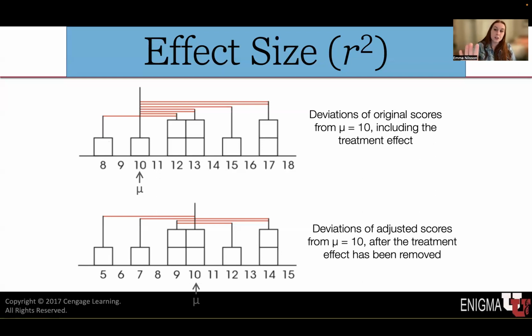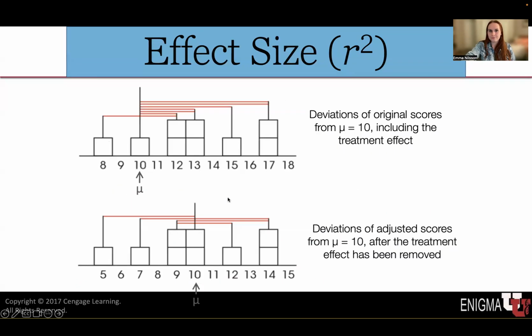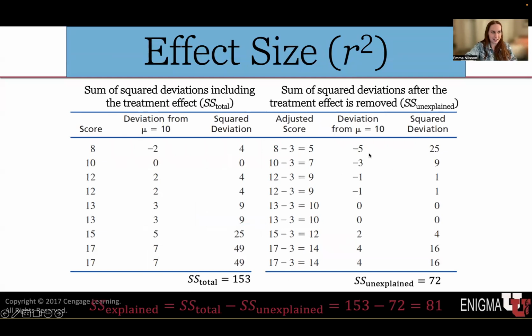But this is actually just a visual representation so we can understand what's going on. How are we going to get the numerical values that we need to plug into our formula here? So this is how we're going to do that. To measure how much the variability is reduced when the treatment effect is removed, we're going to compute the sum of squared deviations for each set of scores. In this left-hand table, we are seeing calculations for the original scores. And in this right-hand table, we're seeing calculations for the scores after the treatment effect is removed.